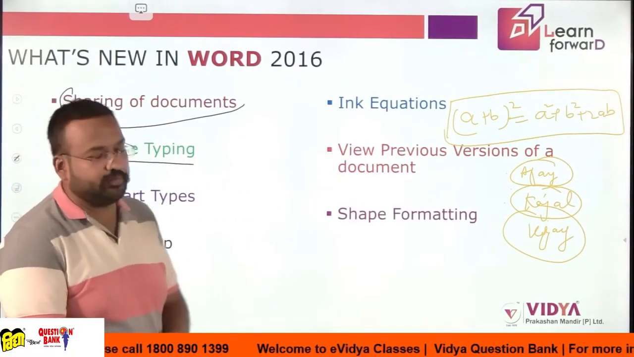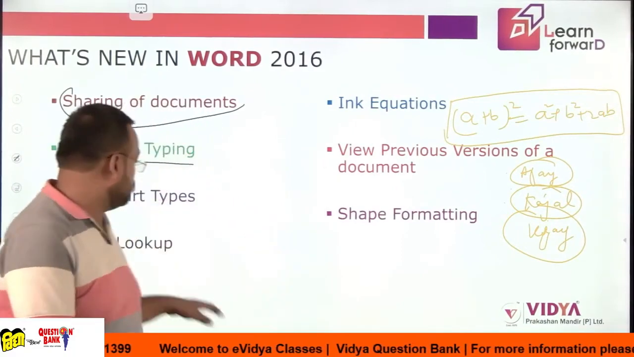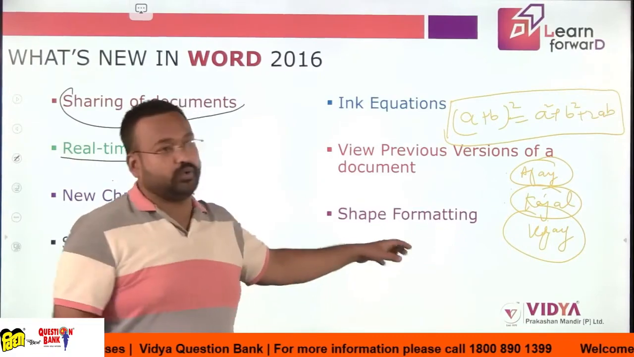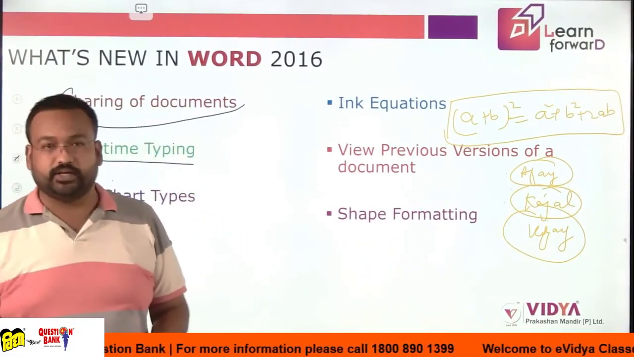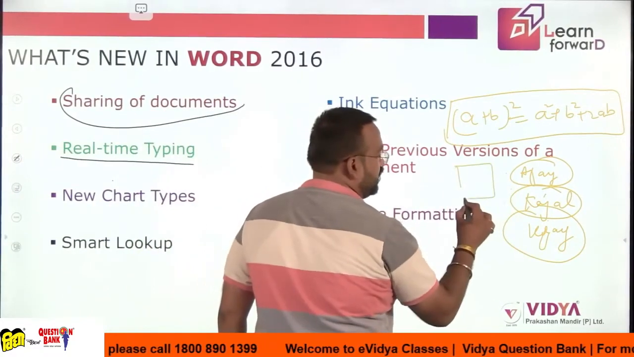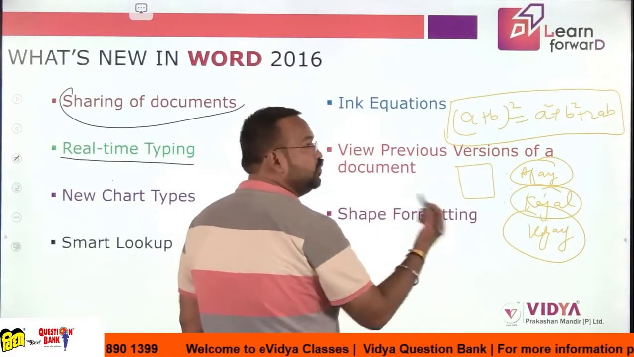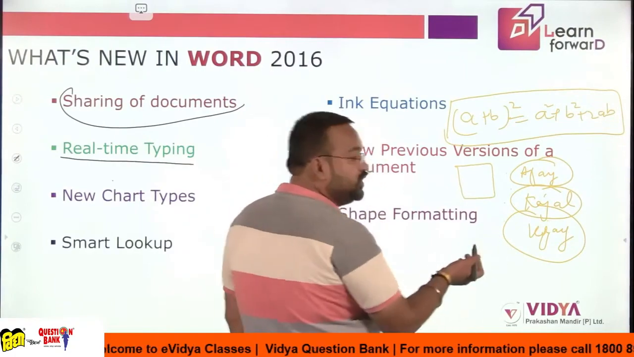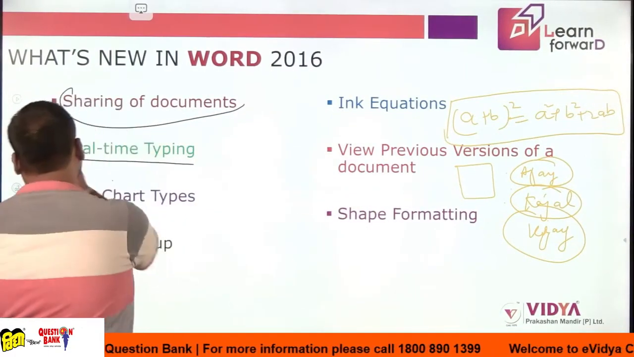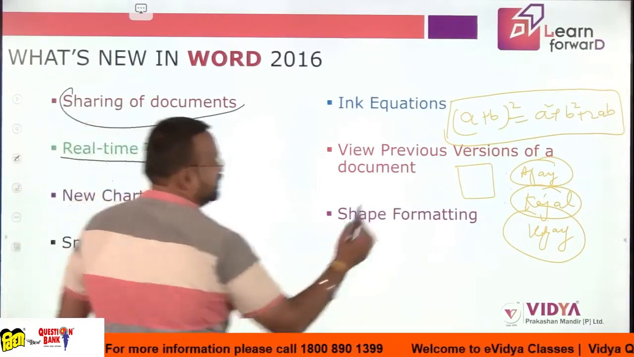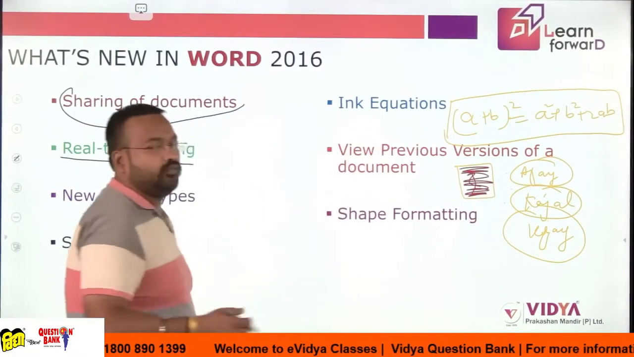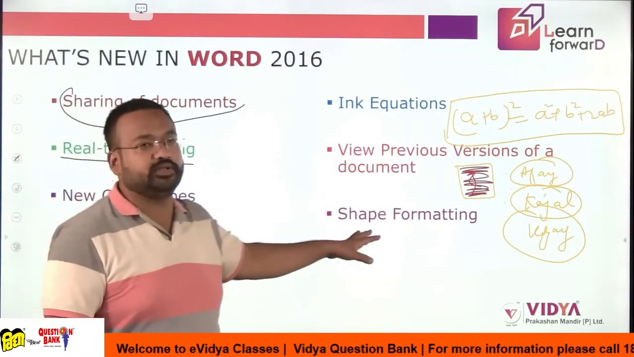Then we have shape formatting. As I told you, there are smart lookup things and all these features, so you can easily format those shapes as well. Suppose you have created a rectangle like this and you want it to be colored, or you want it to contain only the boundaries, or be filled with some different color like this. All these formatting things can be easily done with the help of this feature.